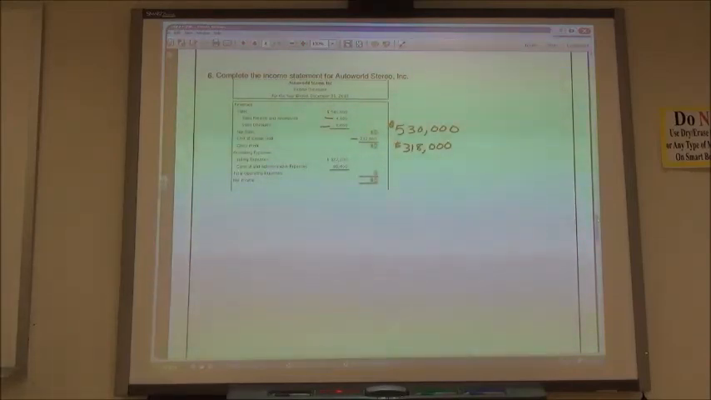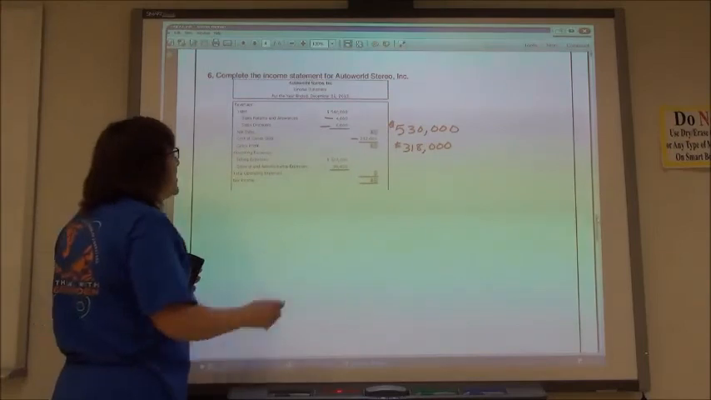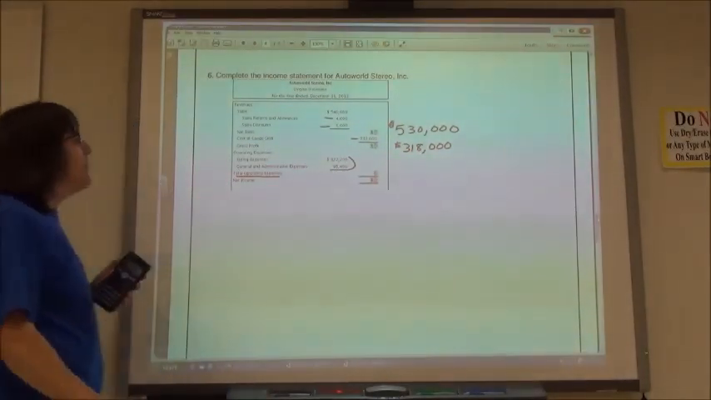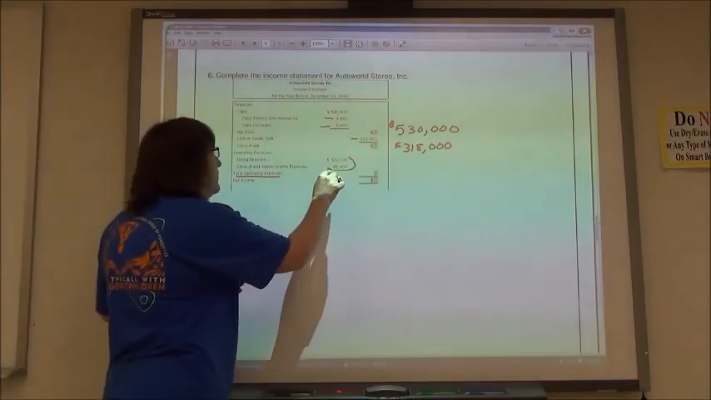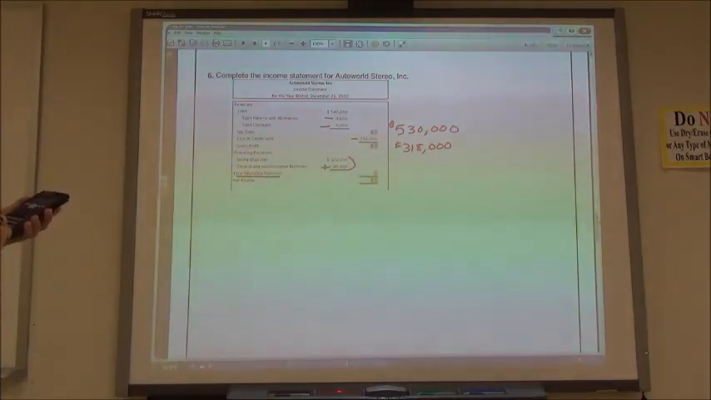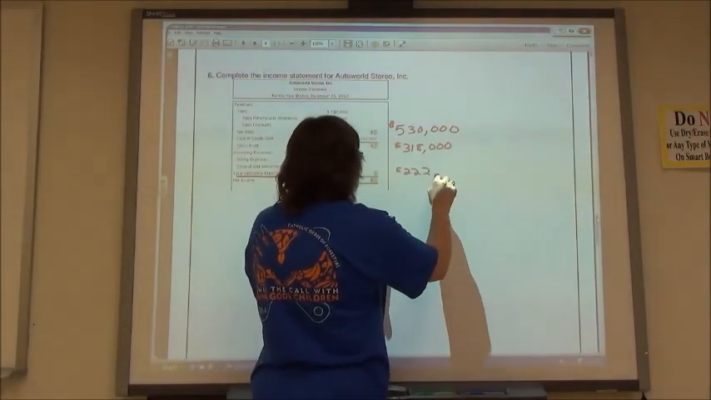Then I have my operating expenses, I have my selling expenses, and my general and administrative expenses. I want to find the total of those operating expenses, so I'm going to total up those two numbers and add those two together. So 127,200 plus 95,400 gives me 222,600.